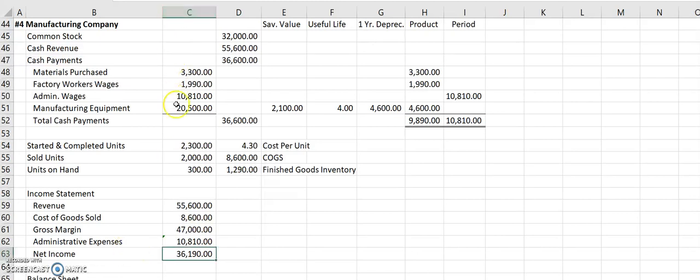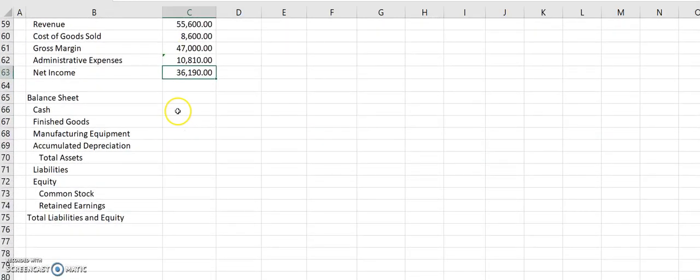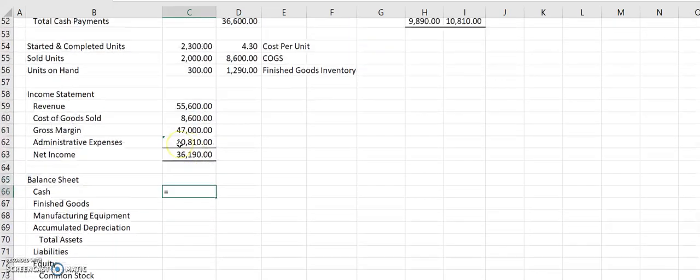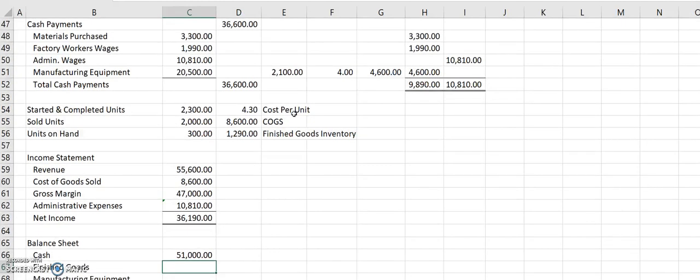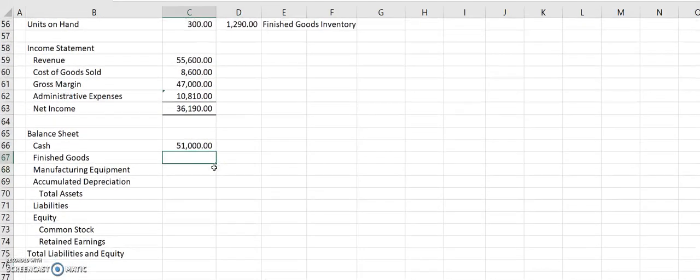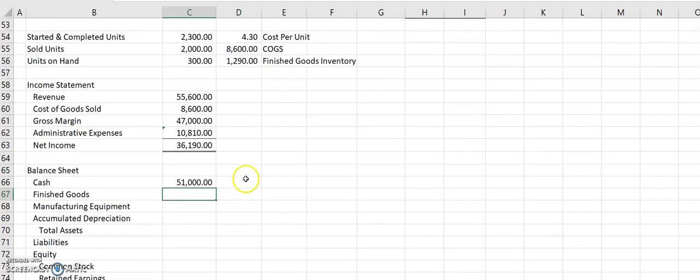So let us begin building that balance sheet by starting with our cash again. We can go to our cash activity and see that our cash started at 0. It was increased by the sale of our common shares and by our cash revenue, and it was reduced by our cash payments. So still that $51,000 in cash that all the other companies had as well.